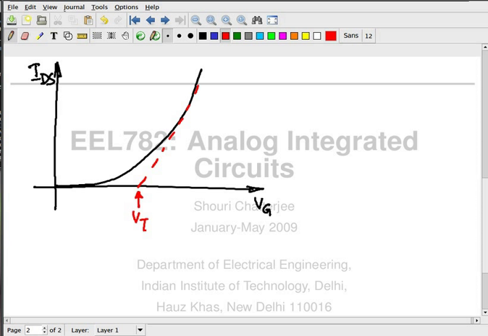What you have to understand is that beyond VT, the density of charge in the channel is very high. Below VT, from my crude explanation, it sounds like there is no channel. Not really. There is a small amount of channel charge. So below VT, there is still a small amount of channel charge. Beyond VT, there is a large amount of channel charge. This is something I need you to understand. So we classify the operation of the MOSFET in 3 regions.